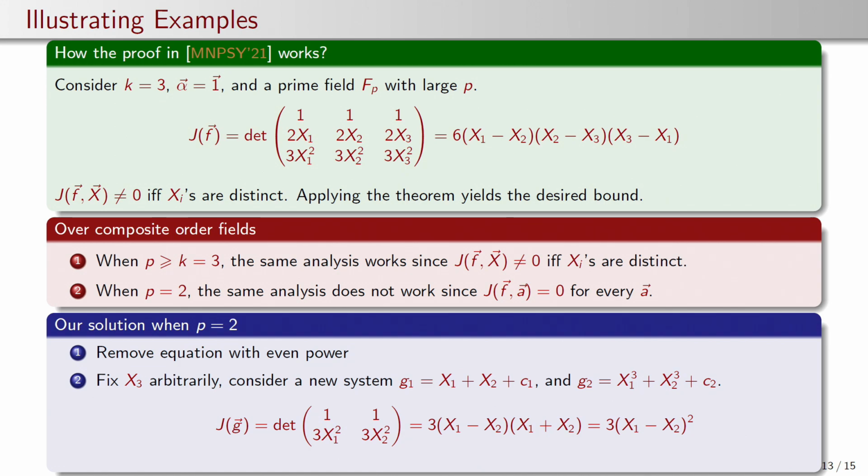Now if we compute the Jacobian matrix, the determinant equals 3 times (x1 minus x2) squared. And observe that now when x1 and x2 are distinct, the Jacobian determinant is non-zero. So exactly the same as before, after removing the equations. And because of removing all the equations with even power, it causes a loss factor. That's why we get 1 minus 1 over p.